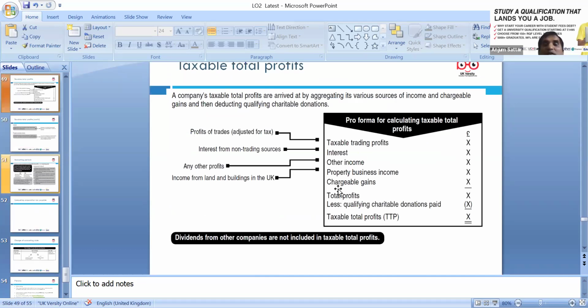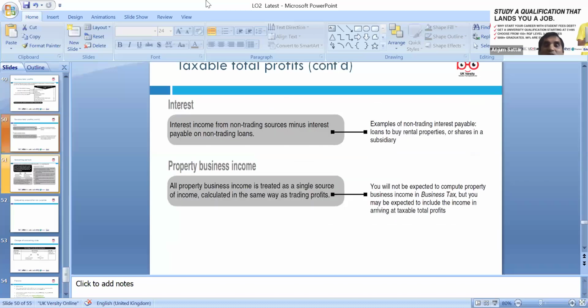Okay, so this is normal for businesses. We can look around the trading profit, interest, other income, property, charitable gain, less any qualifying charitable donations if we have, and total taxable profit. Of course, the corporation tax is 19% lower and upper is 25%. We can look around the interest from non-trading sources minus the interest paid on the non-trading loan, and the property income we have. Then, of course, a lot of rules change against the property.